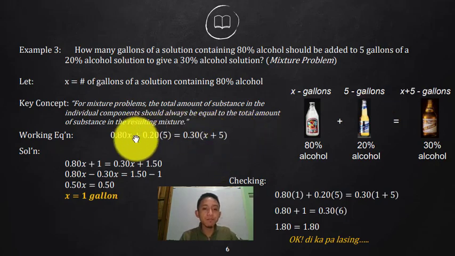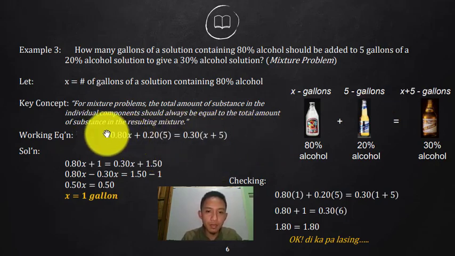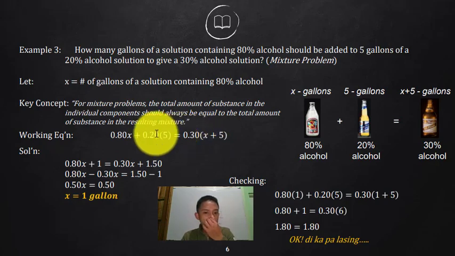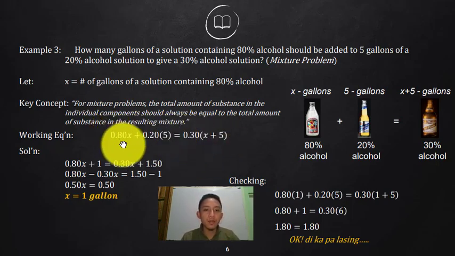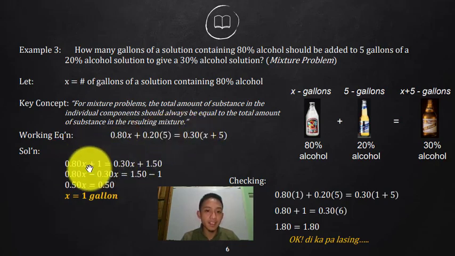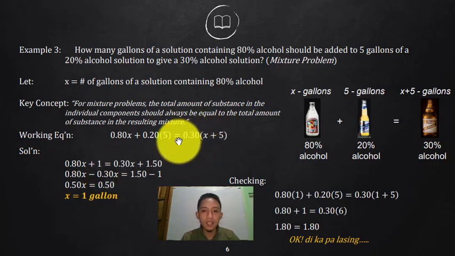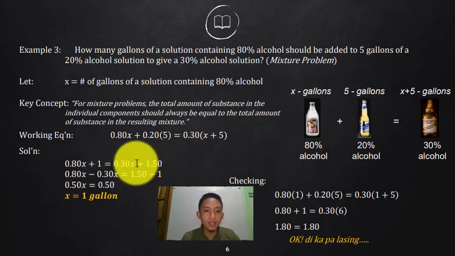Again, you have one equation. This is your working equation, and you have only one variable, so you can just proceed. 0.8x, plus 0.2 times 5, which is actually 1. Distribute 0.3 to x, and 0.3 times 5 is 1.5. You can now play around with that.